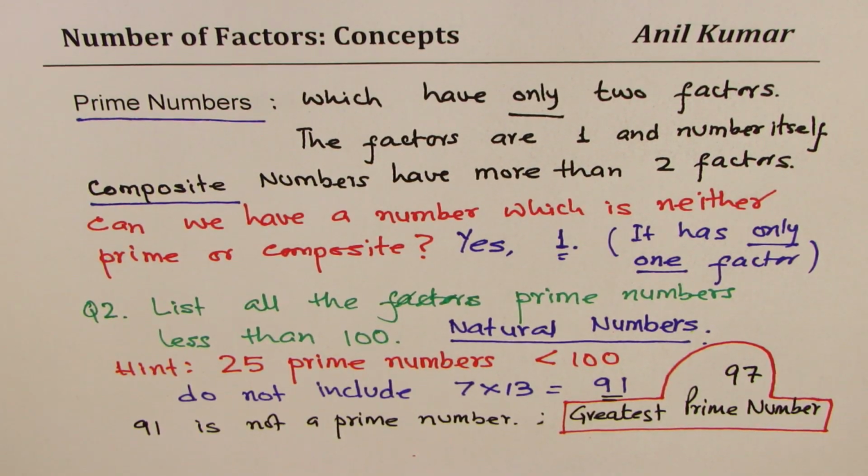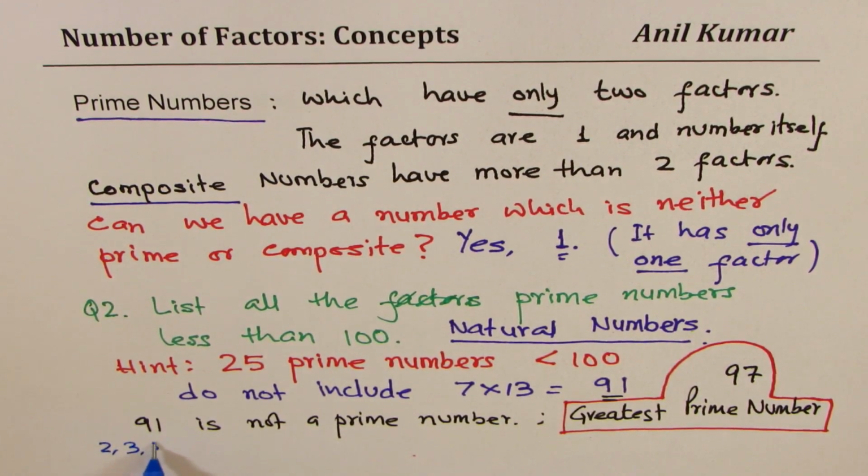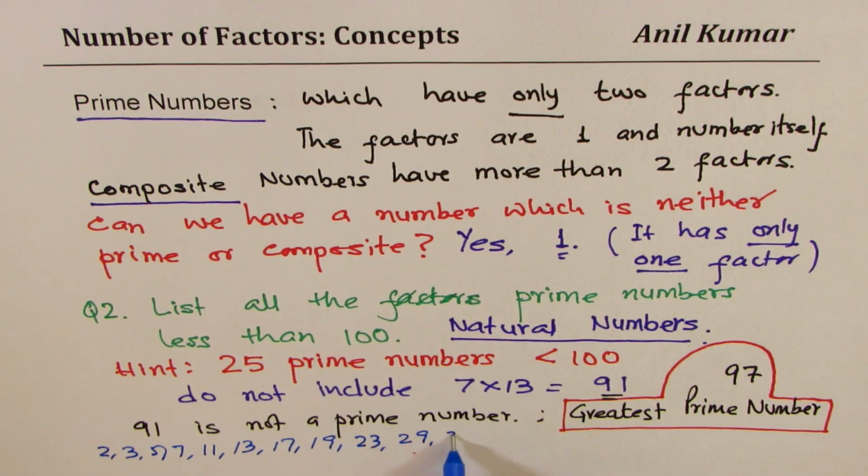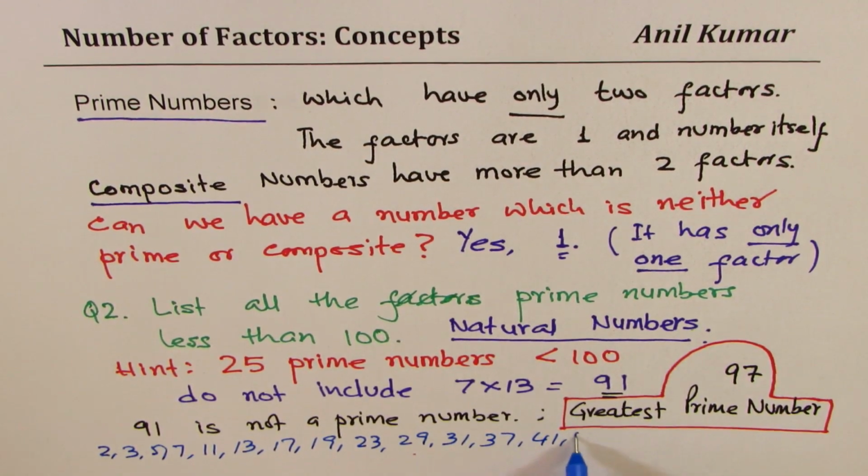So let me write down all the prime numbers. 1 is not a prime number. You remember that, right? So we'll begin with numbers like 2, 3, 5, 7, 11, 13, 17, 19. And then in the 20s, we have 23, 29. So remember the 7's timetable, skip those numbers. Is it okay? Then in the 30s, we have 31, 37. And in the 40s, we have 41, 43.